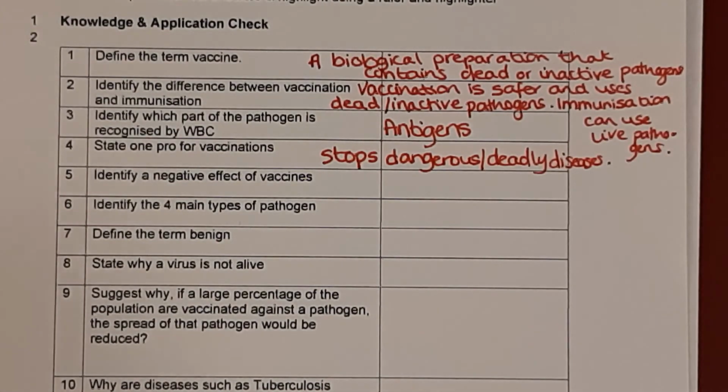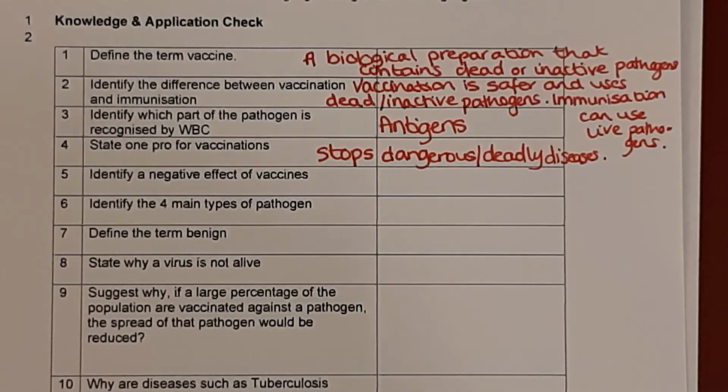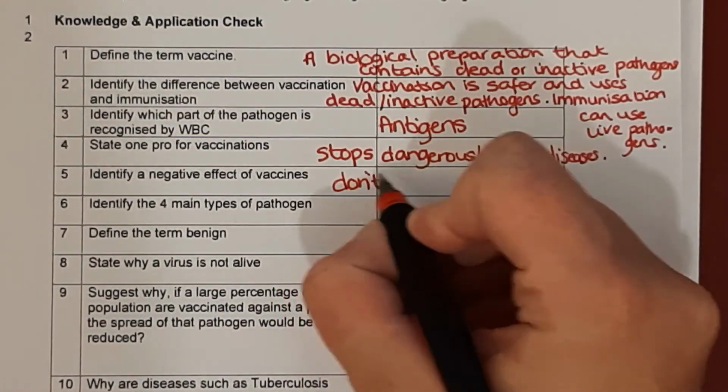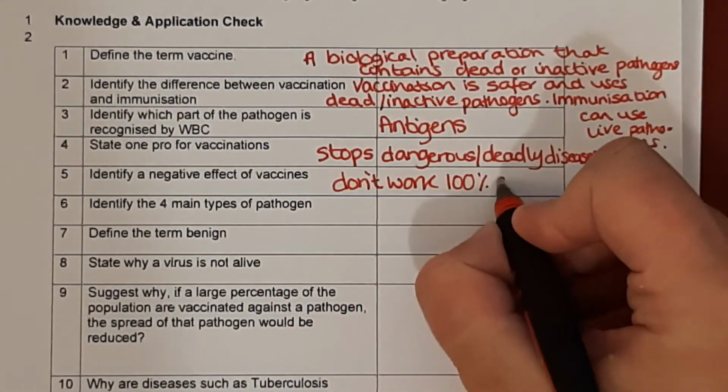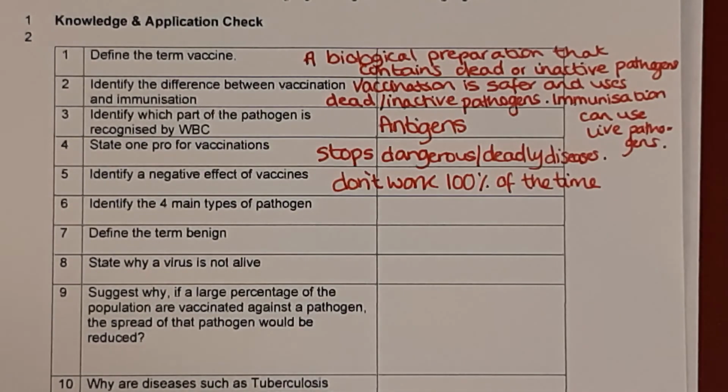Question 5. Identify a negative effect of vaccines. So you might have written that they don't work 100% of the time, or you can have a reaction to them. Either of those is absolutely fine. You may have also written that they don't always last for the full lifetime of the person, which is also true.